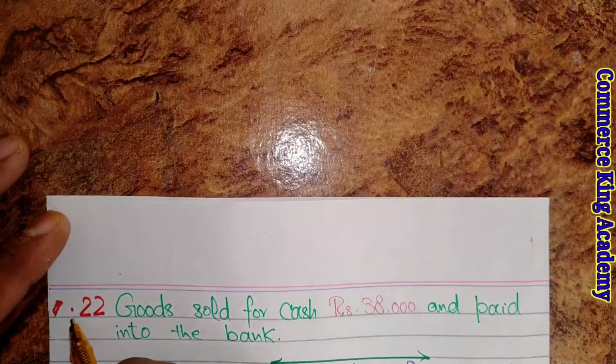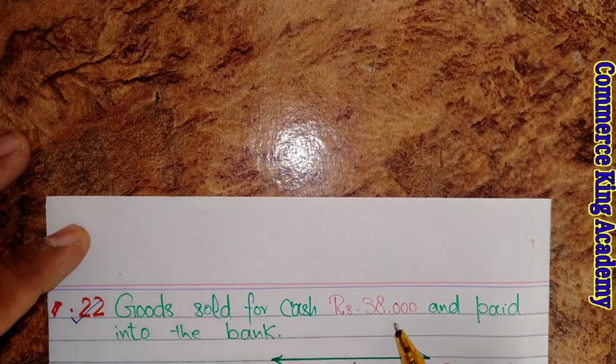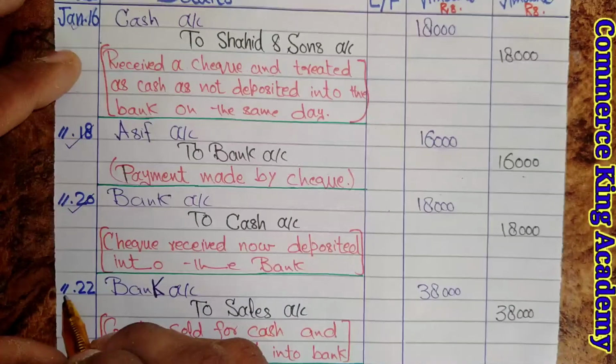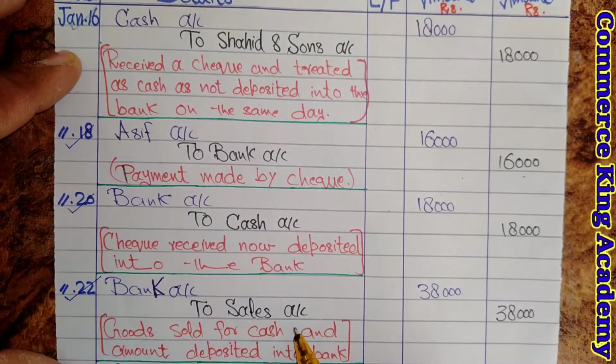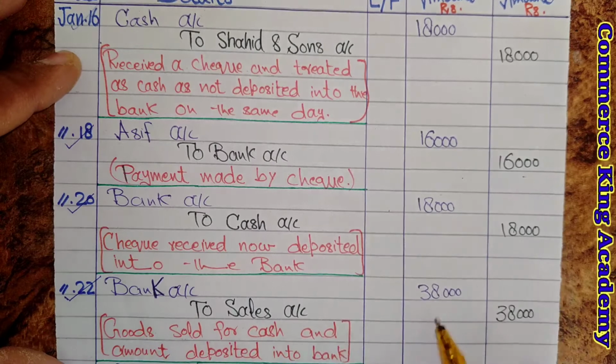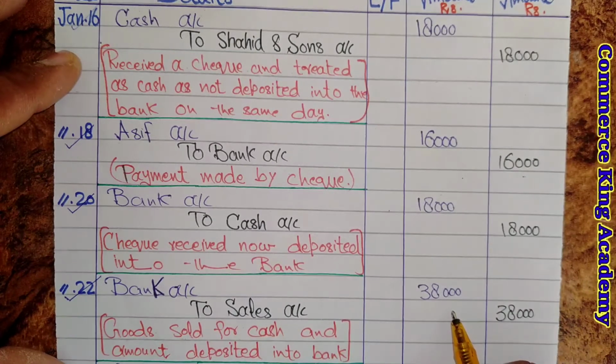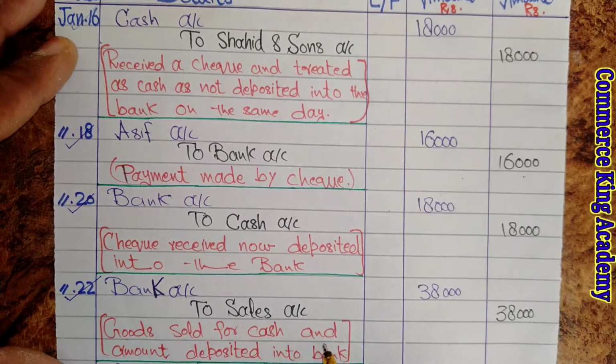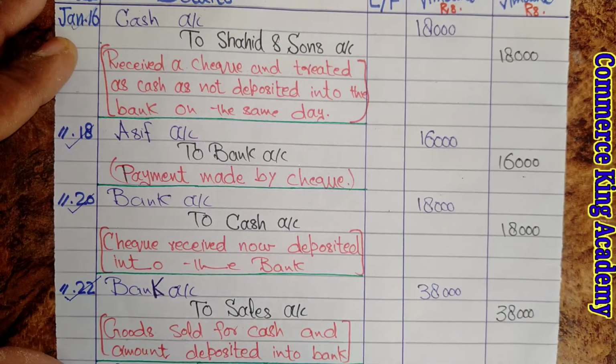Next transaction is Jan 22, goods sold for cash amounted 38,000 and paid into the bank. So the journal entry is this: Jan 22, bank account debit to sales account credit, because amount for cash deposited into the bank immediately 38,000 rupees debit and 38,000 rupees credit, with details goods sold for cash and amount deposited into the bank.